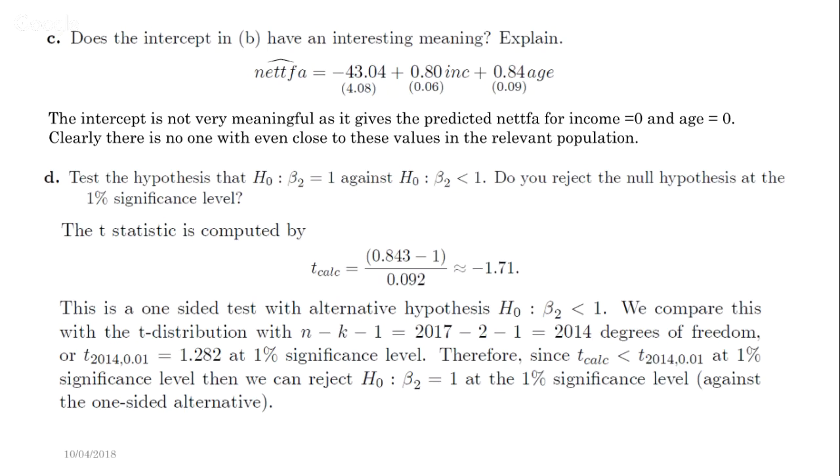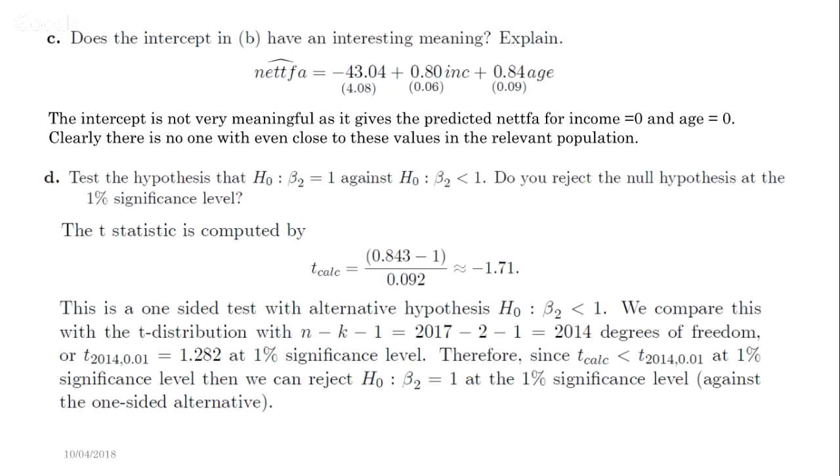For example, they can ask you to test whether the effect of age on net financial wealth is less than 1. If it's less than 1, the less than 1 part will be the alternative hypothesis. That should be H1. And therefore what will be the null? Is it equal to 0? No. It should be equal to 1. You see the difference there? You get the idea, right?